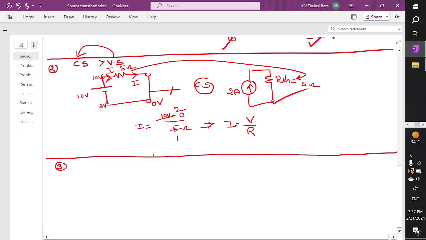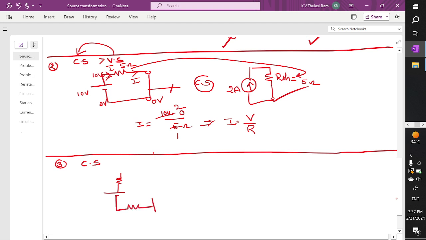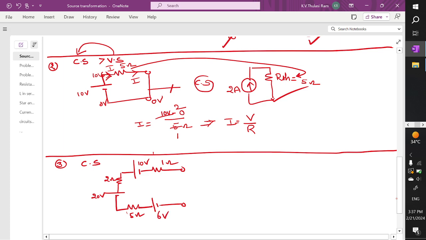Third problem: find the equivalent current source for the network shown below. A network is given to us. It is like this: we have a resistor and a voltage source, another resistor and a voltage source, and another resistor and a voltage source. This is 1 ohm, this is 10 volts. This is 2 ohms, this is 20 volts. This is 5 ohm, this is 6 volts.